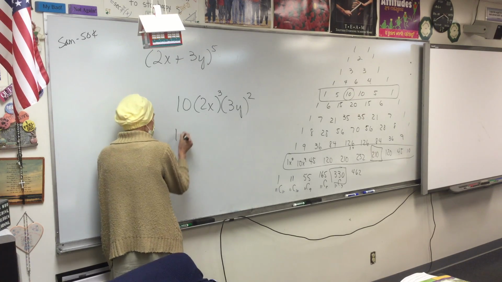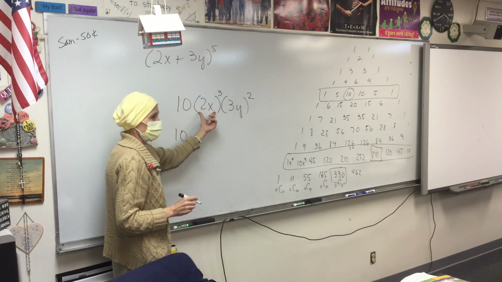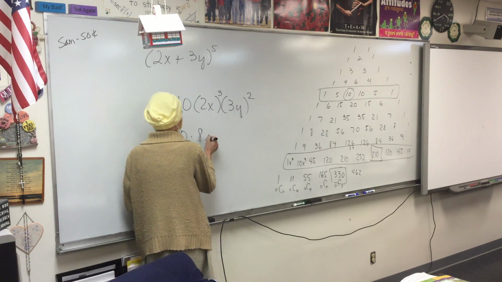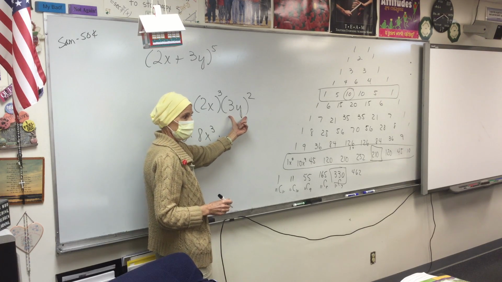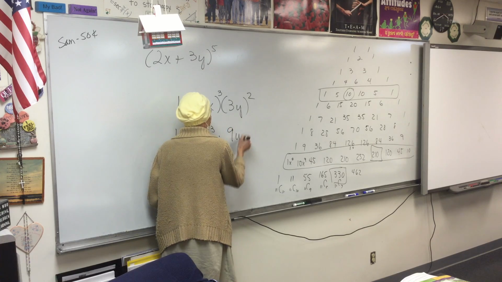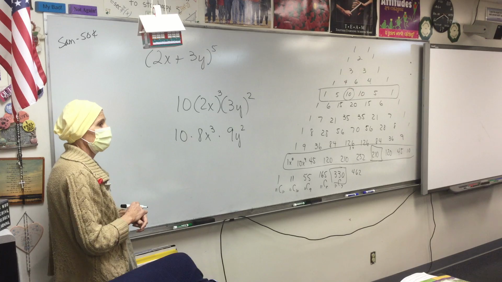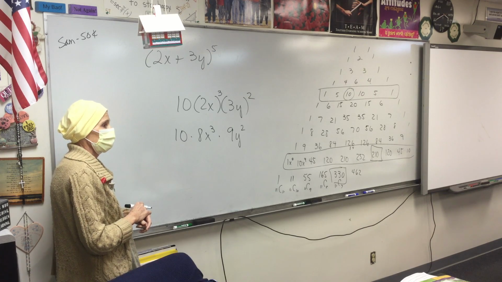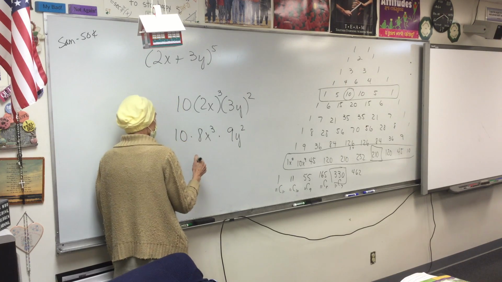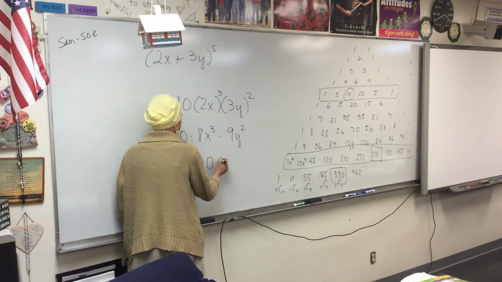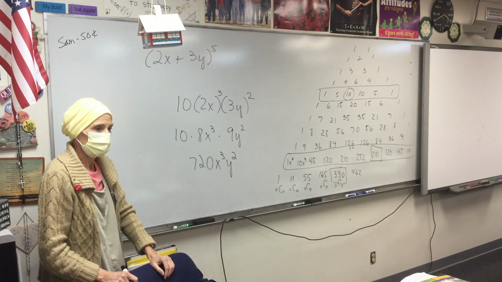So we have a 10. All right, this is all multiplied. So what do we have here? 8x cubed. What do we have here? 9y squared. So we're going to multiply 10 times 8 times 9, 720, x cubed y squared is the answer.